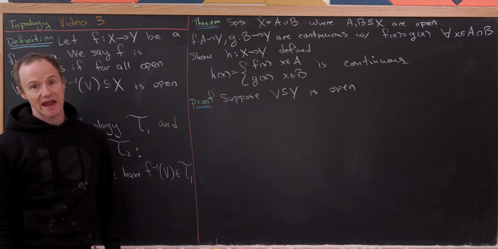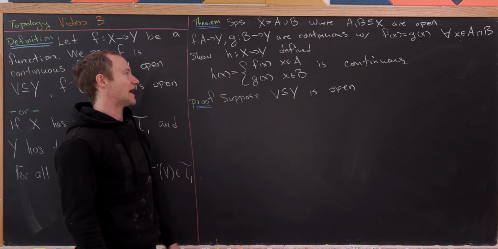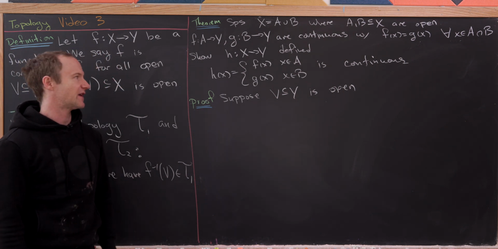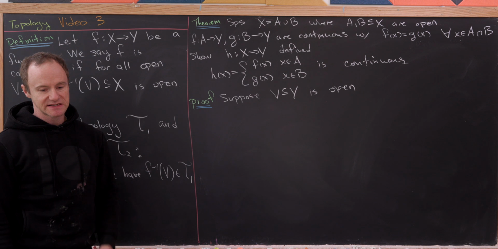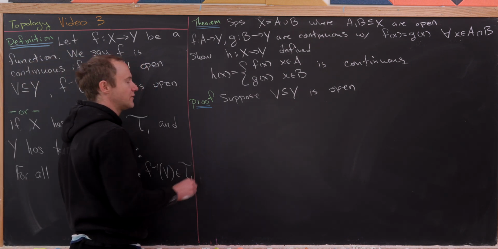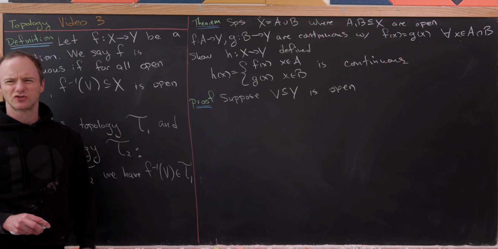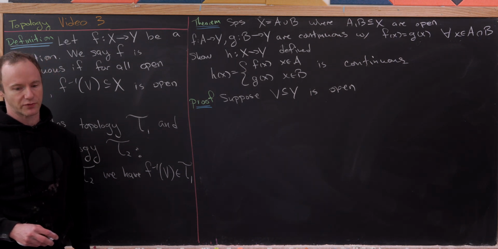We've got this function h from X to Y defined by h of little x is f of little x if x is in A, and it's g of x if x is in B. Like I said, we want to show that that's continuous. And we're going to motivate our proof by drawing a little bit of a picture. Now, a picture is not a proof, but it can definitely motivate a proof.